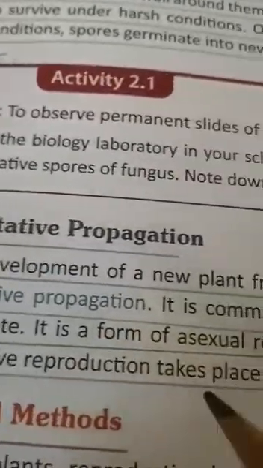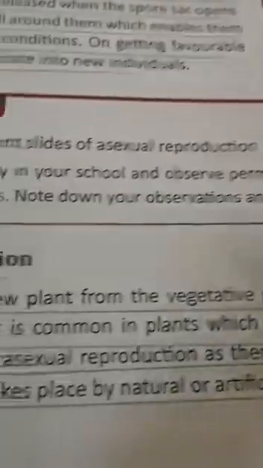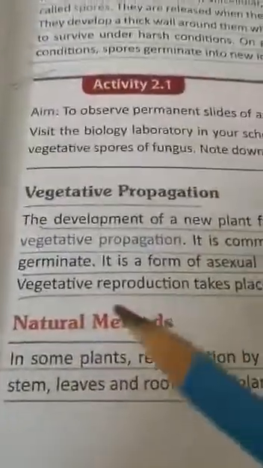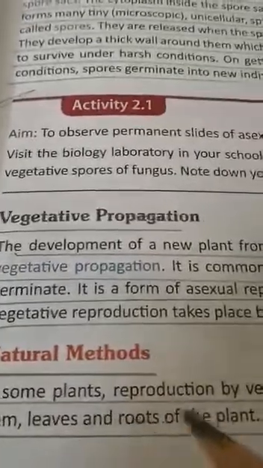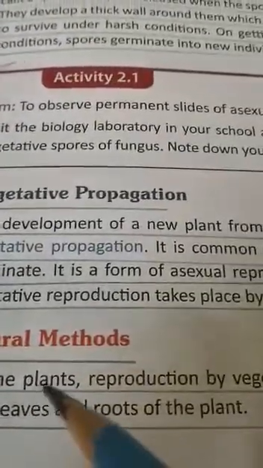So vegetative reproduction takes place by natural or artificial methods. In nature also vegetative reproduction takes place by itself, or man can also do artificial vegetative propagation. Okay. Now first is the natural methods. In some plants, reproduction by natural propagation takes place naturally from different parts like the stem, leaves and roots of the plant. So we will see one by one how it takes place.